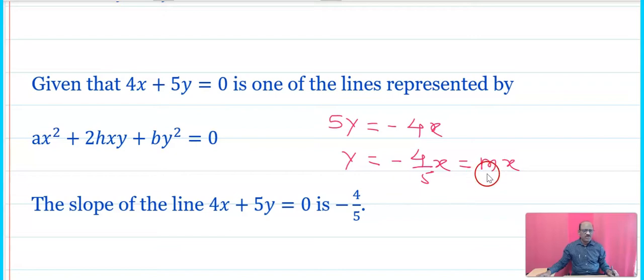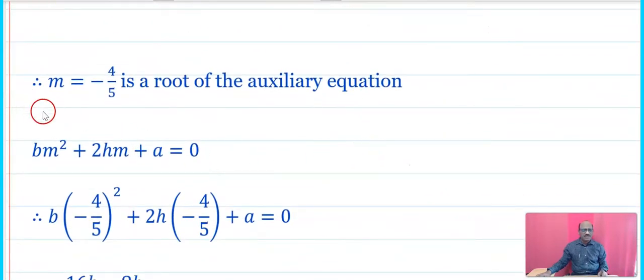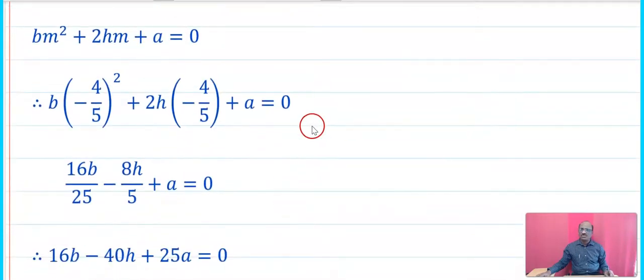What is the coefficient of x? It is minus 4 by 5. The slope of the line is minus 4 by 5. My m equals minus 4 by 5 is the root of the auxiliary equation bm square plus 2hm plus a equals 0. Substitute the value of this m, minus 4 by 5. Therefore you will get b(minus 4 by 5) square plus 2h(minus 4 by 5) plus a equals 0.